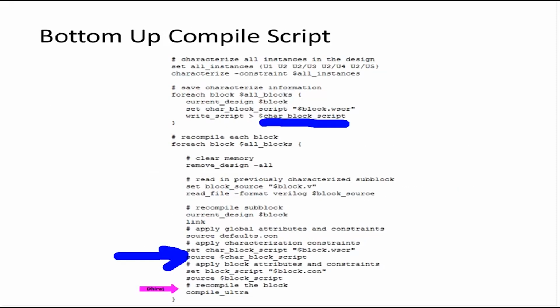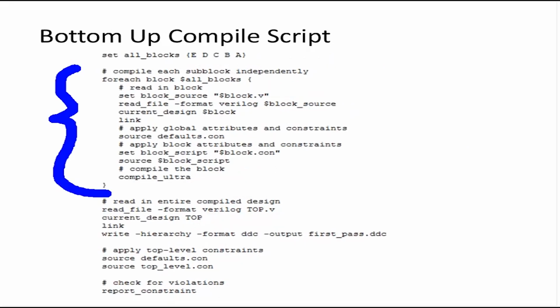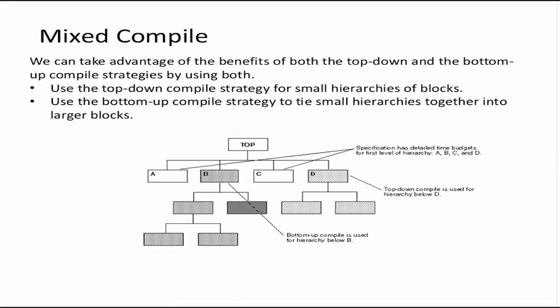Now the last part of it is exactly the same as this. We will read the top level design, we'll link, we'll source the top level constraints, and we'll check timing. We'll check for violations. So we see that bottom up is comparatively a bit more complex than the top down approach. So my recommendation, if you can do top down, if it is well within the limits of the CPU time and the memory usage, please go ahead. Don't even think about doing bottom up.